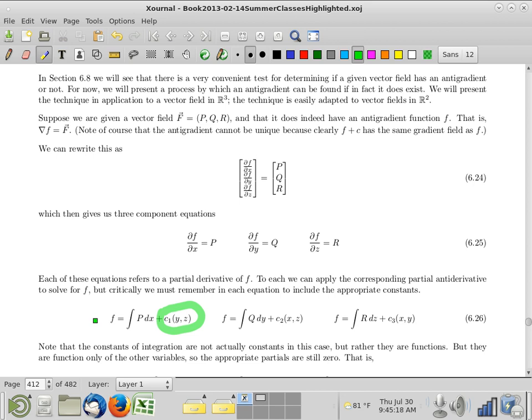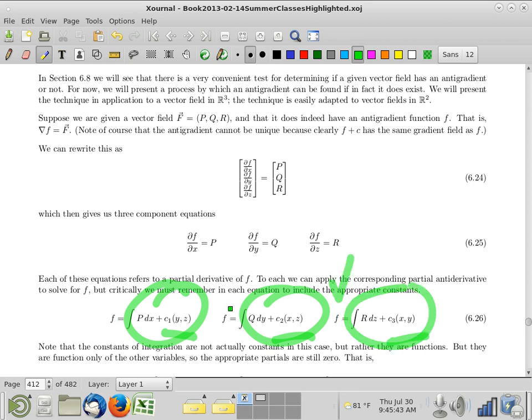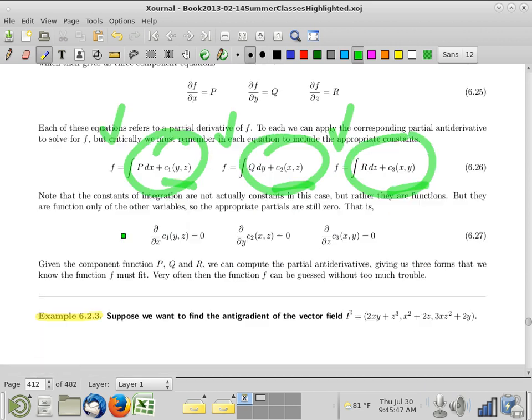So the asterisk is, it's not quite fair to say that these three functions that you'll write down as anti-partials all have to be equal. They just have to be such that you can add a function of y and z to that one, a function of x and z to that one, and a function of x and y to that one, such that these things are all equal. All right, so let me show you what this looks like in practice.